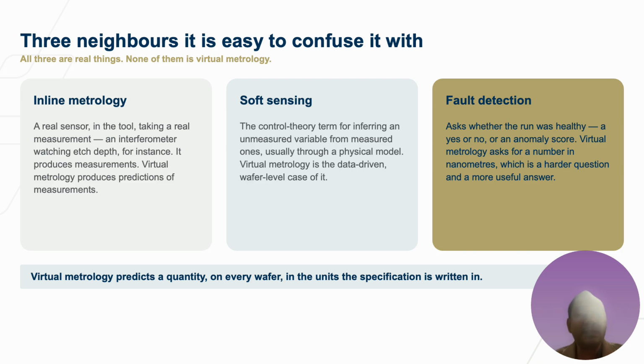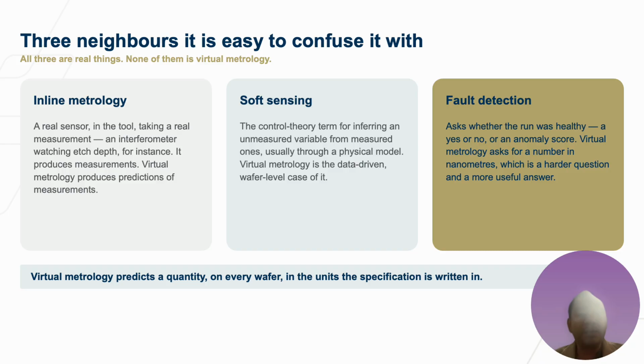Soft sensing is the control engineer's term for inferring unmeasured variables from the measured ones, usually through a physical model of the system. Virtual metrology is the data-driven, wafer-level, semiconductor-specific case of soft sensing. If you read the process control literature, you will find the same idea under that name, sometimes decades earlier.